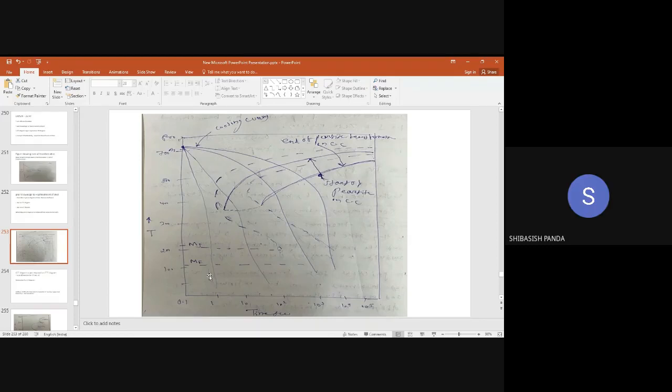So they go near to the grain boundaries. Don't tell me about grain boundaries. There is no relationship between the grain boundaries and the rate of transformation. In the previous class, I have told you already.